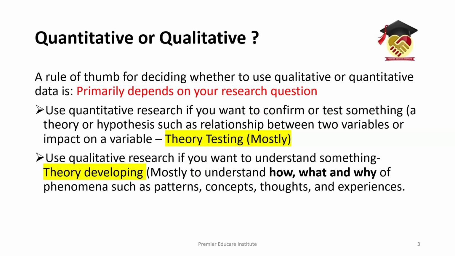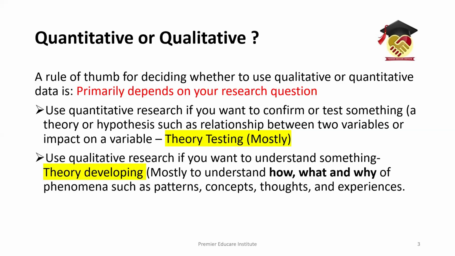Use quantitative research if you want to confirm or test something, I mean theory testing. For example, if you want to validate theories, in other words, test some hypothesis. A hypothesis means some relationship between two factors, like your height and your weight. Is there any relationship between height and weight? Yes. Why? You know there is a formula called the BMI index. So there is a relationship between height and weight.